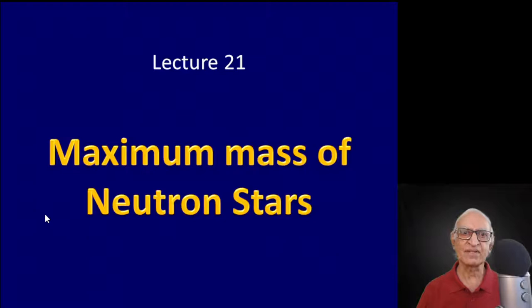A few lectures ago, we discussed Chandrasekhar's theory of white dwarfs and his sensational discovery that there are no equilibrium configurations of white dwarfs, which are supported against gravity by the quantum mechanical degeneracy pressure of the electrons, if their mass exceeds 1.4 times the mass of the Sun. In a similar fashion, one can ask, is there a limiting mass for neutron stars, which are presumably supported against gravity by the degeneracy pressure of the neutrons? This is what we shall discuss in today's lecture.